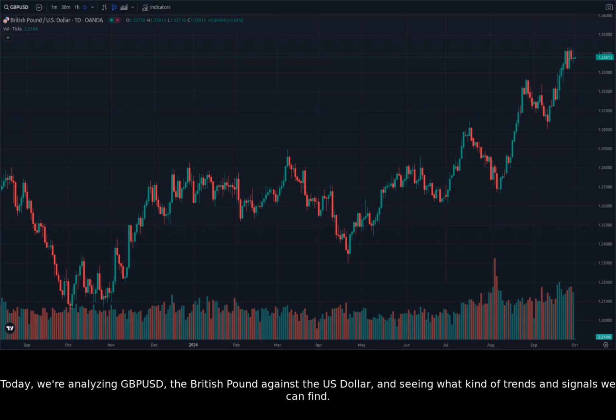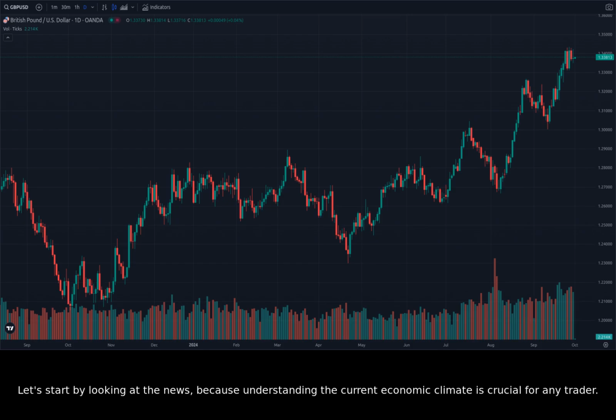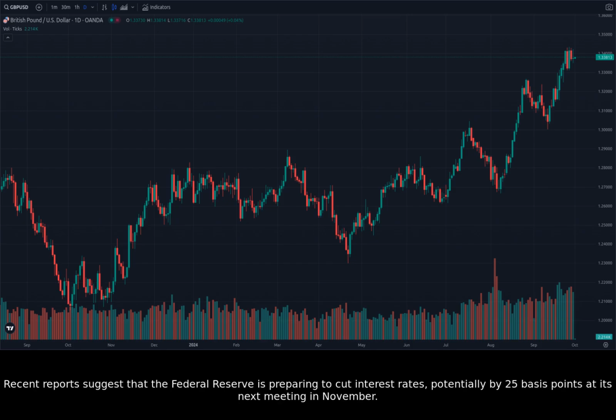Today, we're analyzing GBPUSD, the British pound against the US dollar, and seeing what kind of trends and signals we can find. Let's start by looking at the news, because understanding the current economic climate is crucial for any trader. Recent reports suggest that the Federal Reserve is preparing to cut interest rates, potentially by 25 basis points at its next meeting in November.